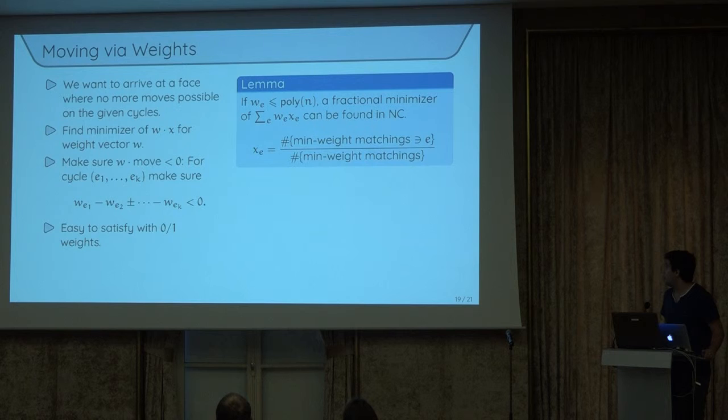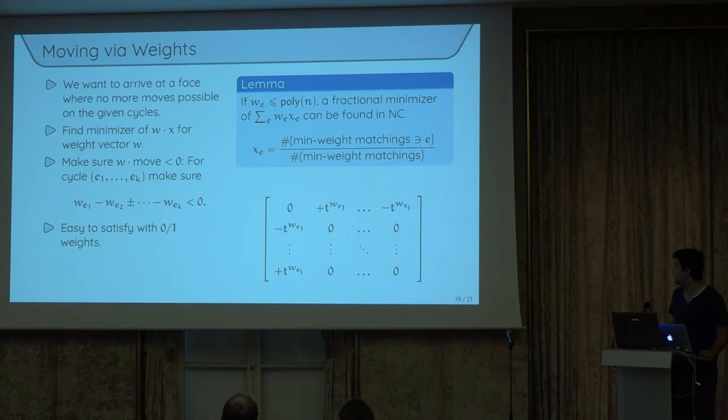And then the insight is that if you have a weight vector whose entries are integers which are polynomially bounded, then you can basically do the same thing as we were doing for the unweighted case and find the point inside the face minimizing this weight vector. So this is exactly the same as before, except now you want to count the number of min-weight perfect matchings. You count the number of min-weight perfect matchings containing each edge E, divide that by the total number of min-weight perfect matchings, and that gives you the point.